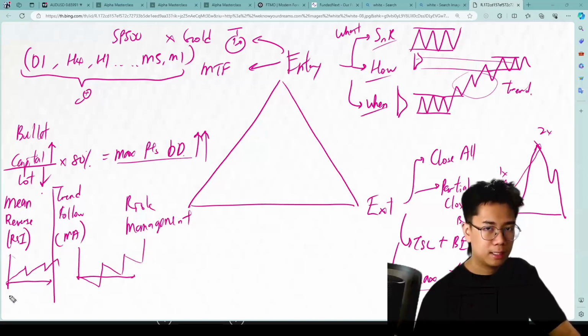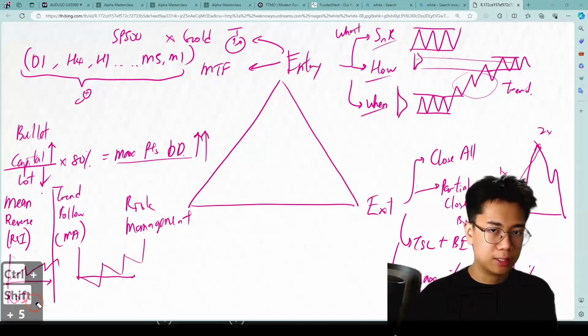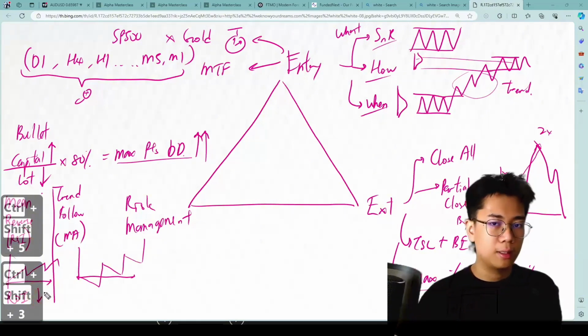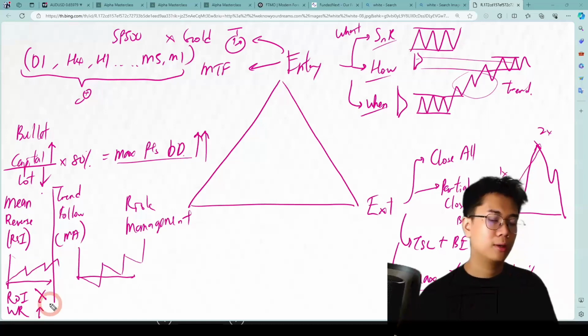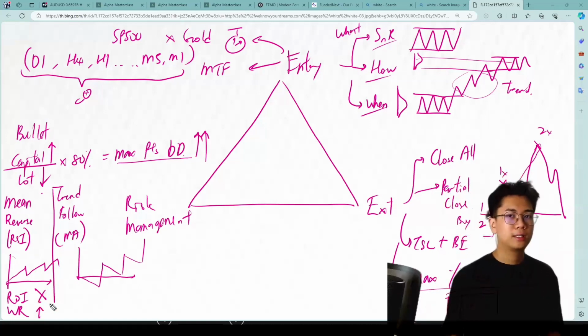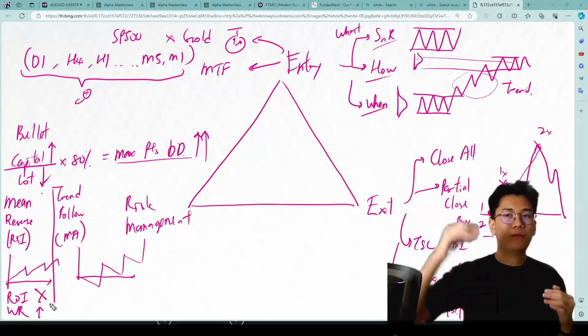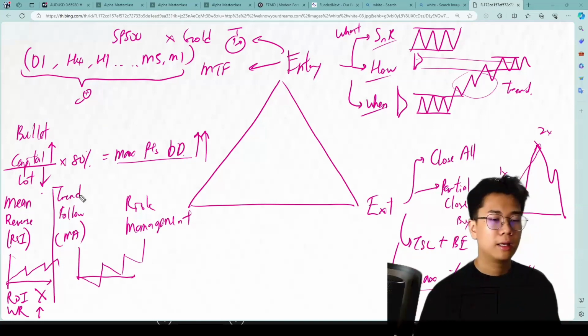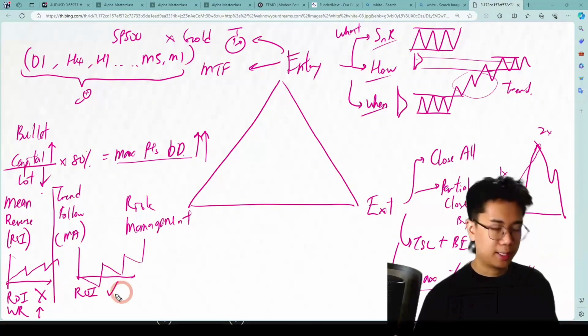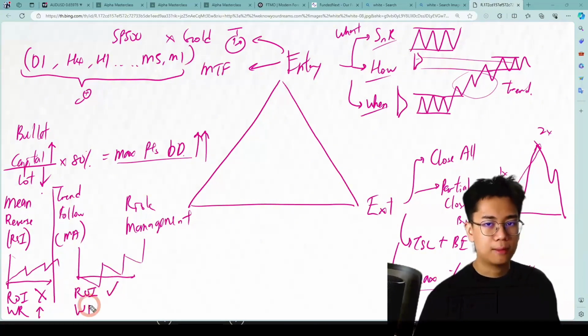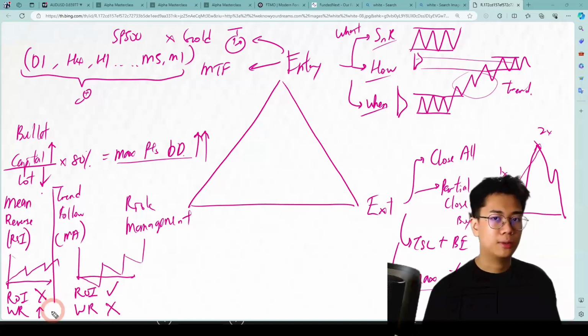Here, the RSI type will have a very small ROI, but your win rate will be good. Why? Because you keep getting profit, but with one loss, it's a big loss. And for the moving average strategy, it usually has a big ROI, but the win rate is quite bad. Just to let you guys know.